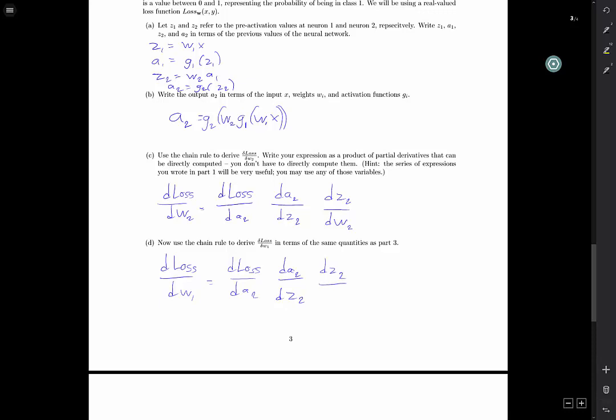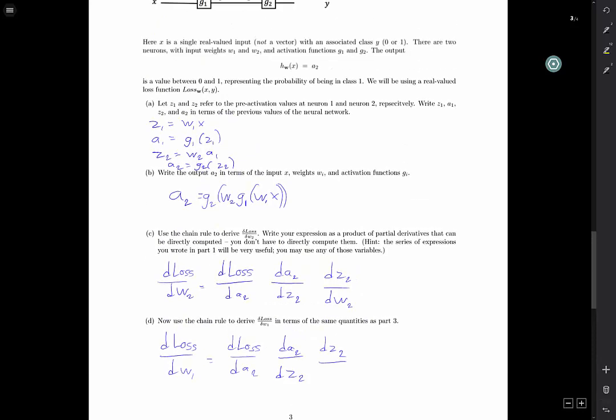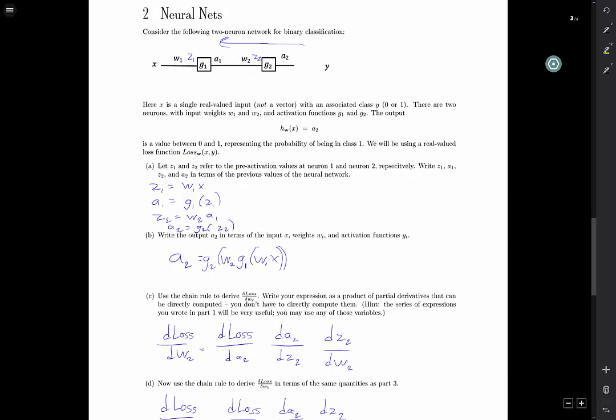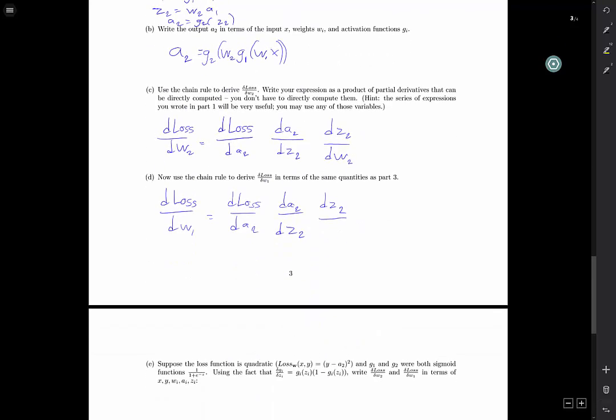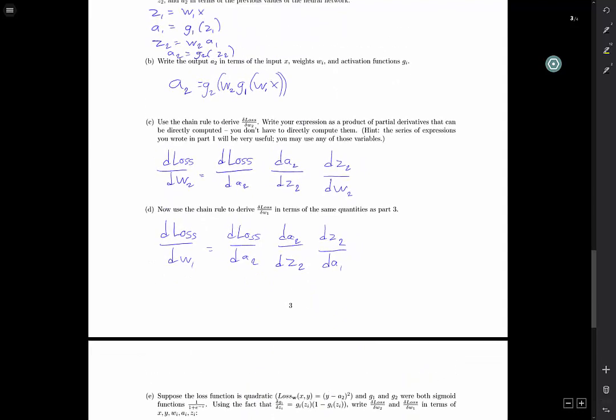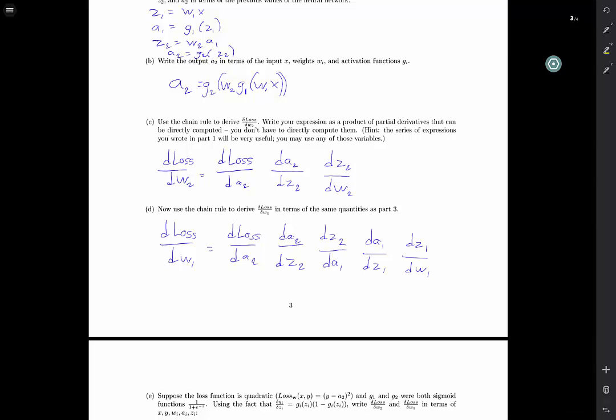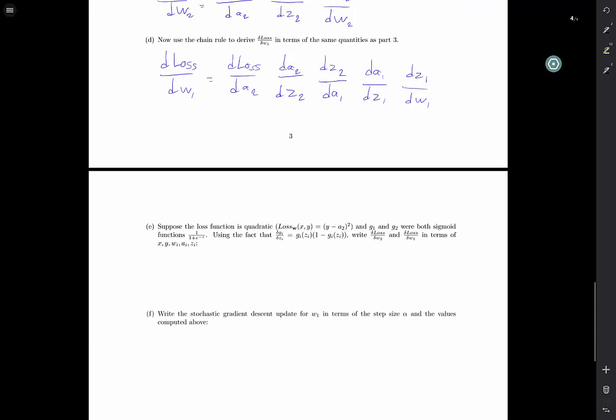Now what is Z2 in terms of? Last time we put W2 because that's what we wanted. But since we're moving back through the neural net, we want to keep going until we get to W1. So we're going to go with dA1 since that keeps going back through the neural net. Now we take dA1, and what is dA1 in terms of? In terms of dZ1. And what is dZ1 in terms of? Finally, it's in terms of dW1. Okay, so now we have applied the chain rule for both W1 and W2.